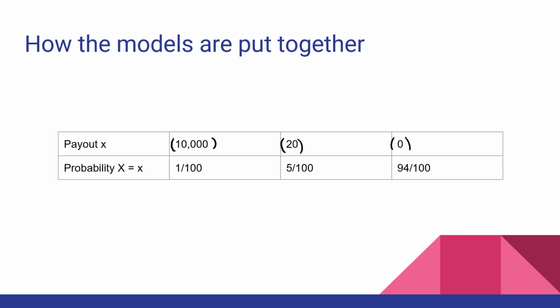So our $10,000 payout has a 1 in 100 chance of occurring. Our $20 payout has a 5 out of 100, so 5% chance of occurring. And then our $0 payout has a 94% chance of occurring. So this models real life scenarios really well, and then we can do a lot of things with these models, which is what we have next.